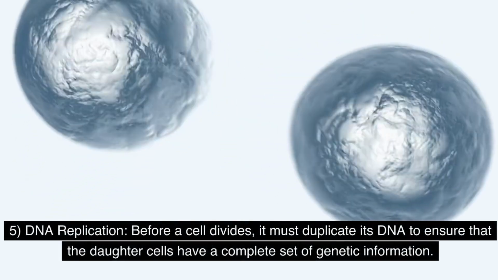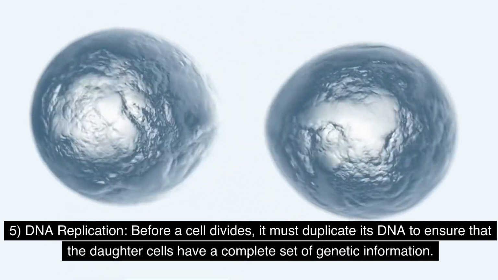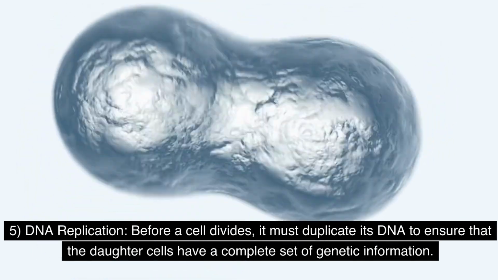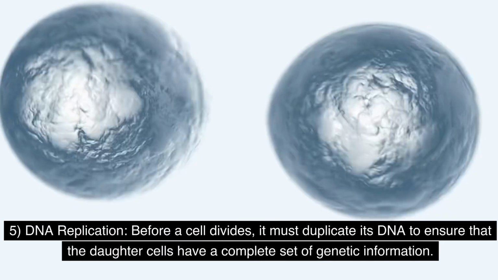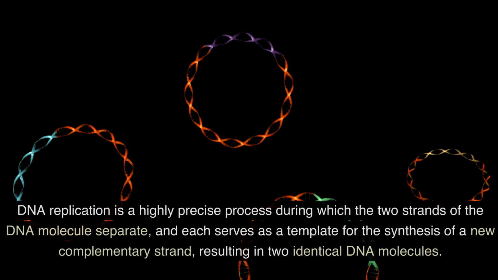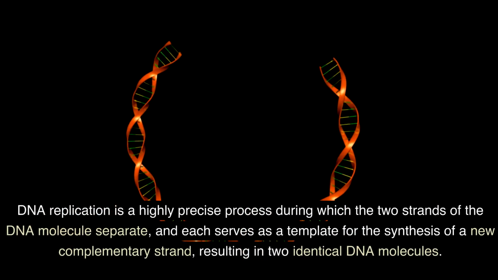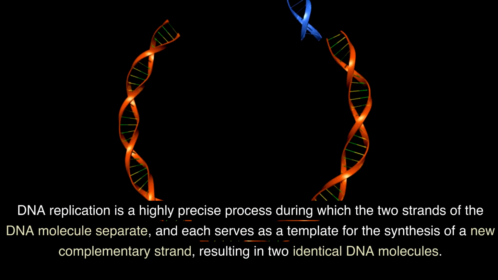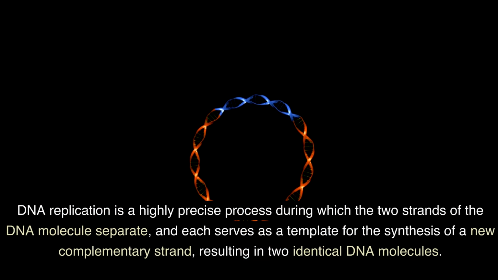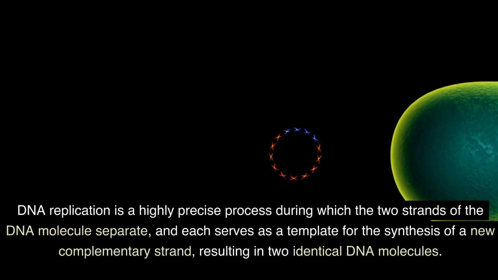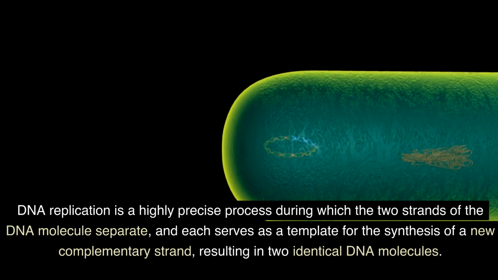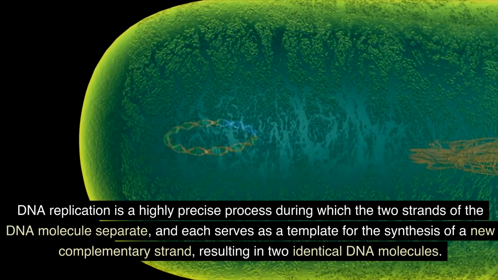5. DNA replication. Before a cell divides, it must duplicate its DNA to ensure that the daughter cells have a complete set of genetic information. DNA replication is a highly precise process during which the two strands of the DNA molecule separate, and each serves as a template for the synthesis of a new complementary strand, resulting in two identical DNA molecules.